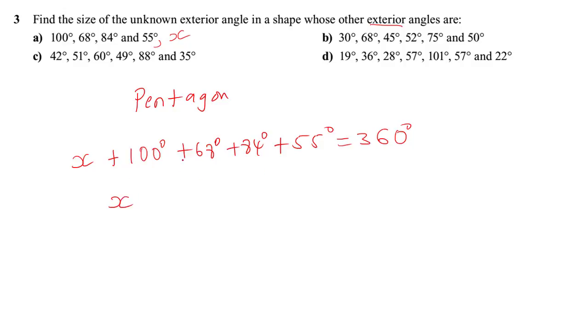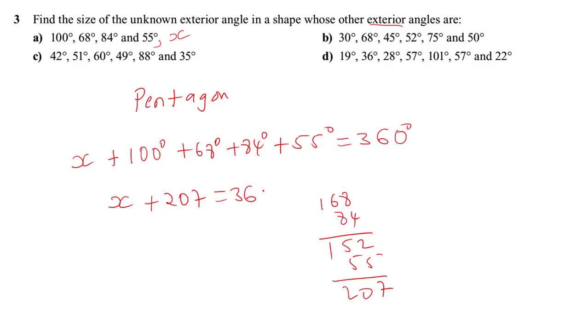So I've got 100 here plus 68 is 168. Then we add 84 there. That's going to be 252. Then we add 55, and that's going to be 307. Okay? So if I've got the X plus the 207, which is what I've got there so far, the answer should be 360.